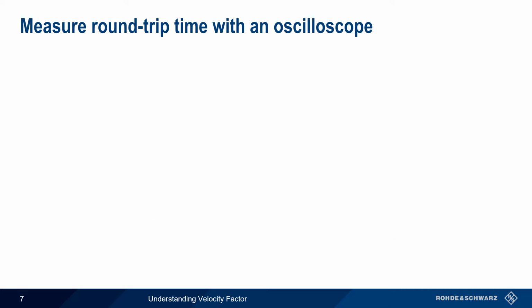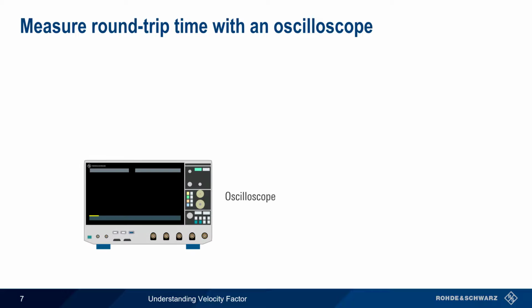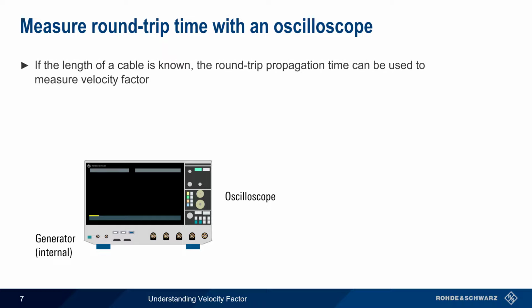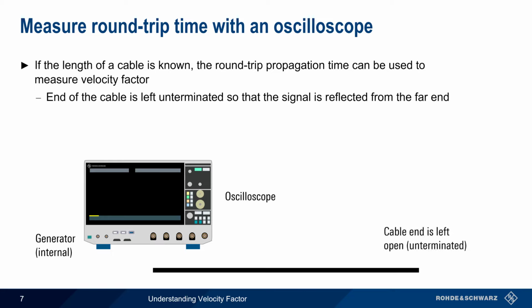The first of these measurement methods involves using an oscilloscope and a function generator, which can be either an internal generator, as shown here, or an external generator. If we know the length of a cable by physically measuring it, then we can determine a velocity factor by measuring the time it takes for a signal to propagate down the cable and back. The end of the cable is left unterminated so that our stimulus signal will be reflected by the far end.